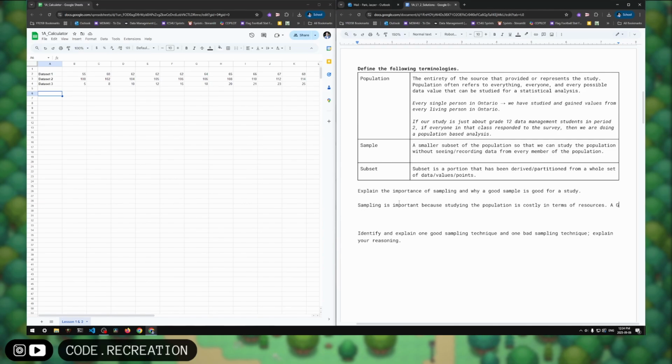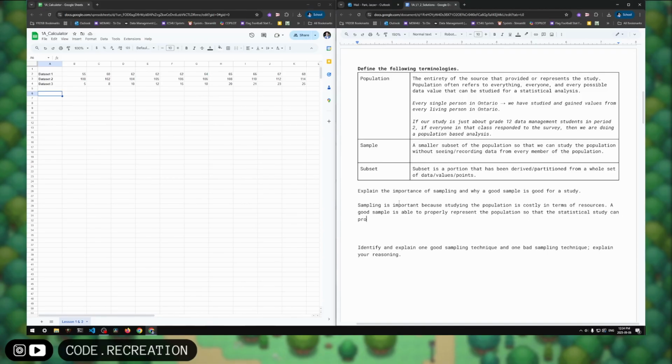A good sample is able to properly represent the population so that the statistical study can produce proper results reflecting the population. Right.